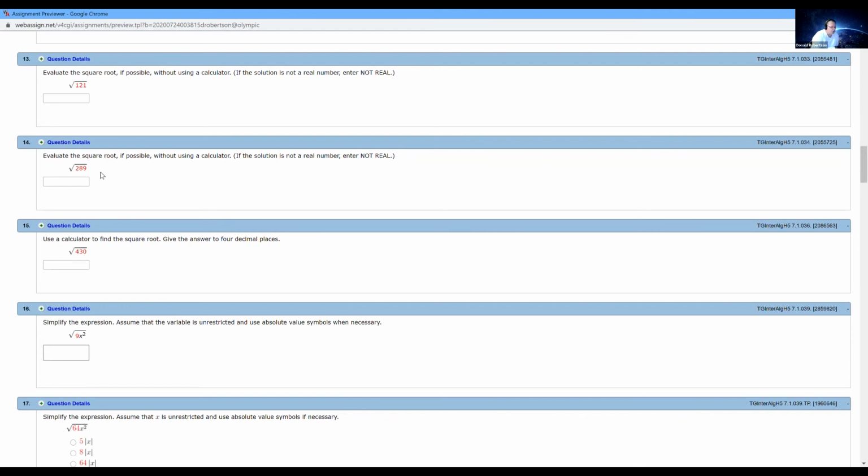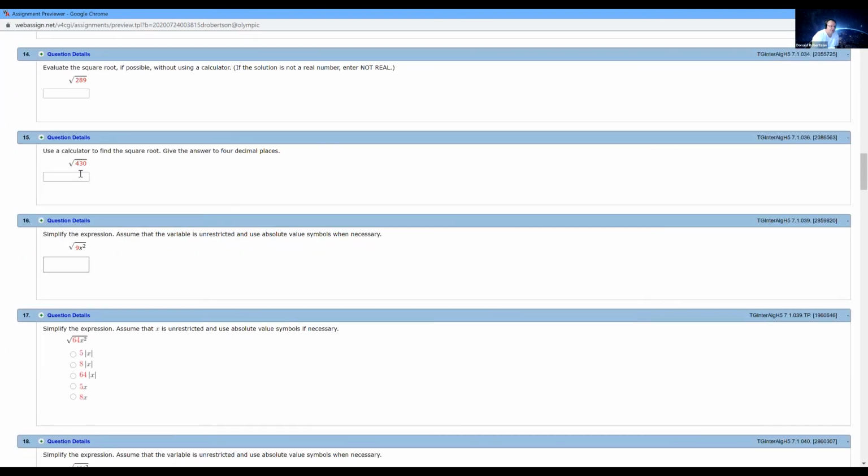I do not know what the square root of 280 is, but evidently it's a number, so good luck. I don't know what the square root of 430 is, but the fact they're asking me to give the answer to 4 decimal places, isn't that a clue that you'll have to use your calculator? Since I've got my calculator handy, I'll tell you. I'm pressing the square root button, which in my case is the blue square button, and typing in 430. The answer I'm getting is 20.7364 and some stuff.